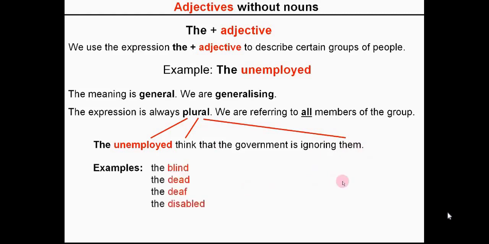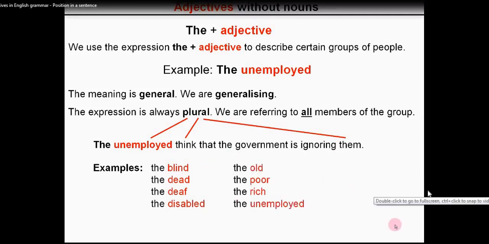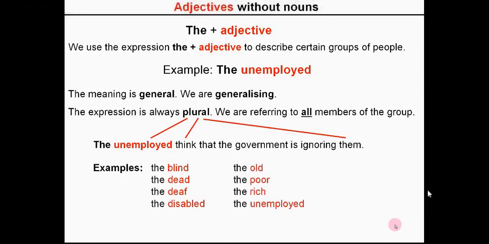And other examples of this, we can say the blind, the dead, the deaf, the disabled, the old, the poor, the rich, and the unemployed. A final example of this is Mark often gives money to the poor. Gives money to the poor. So this means that he often gives money to poor people. But it is better to write it like this, the poor. Okay? So these are adjectives without the noun.